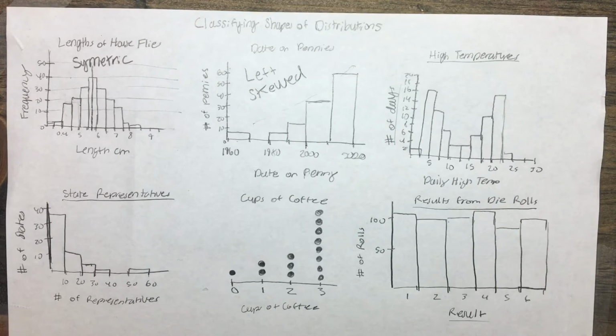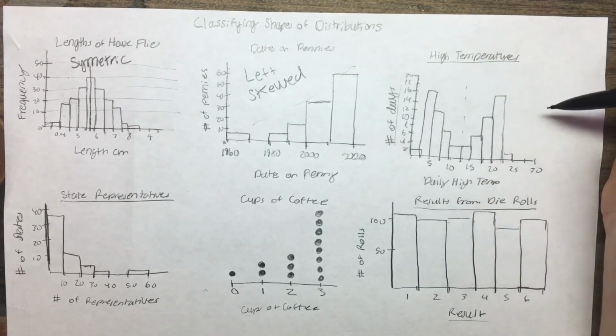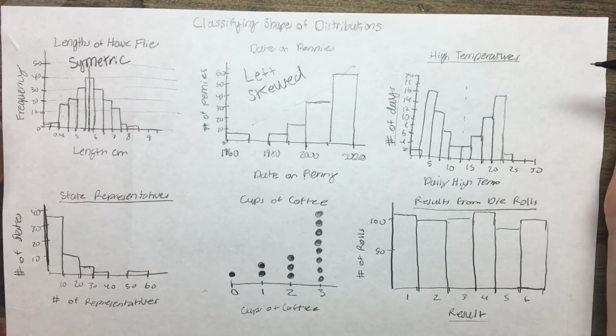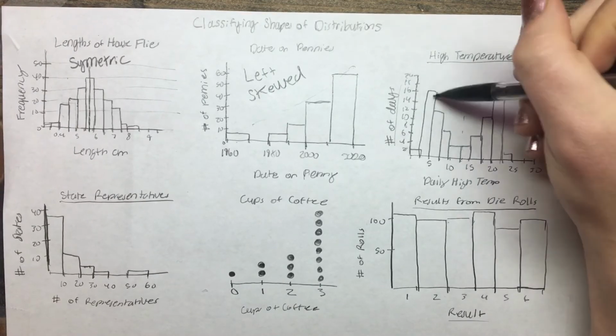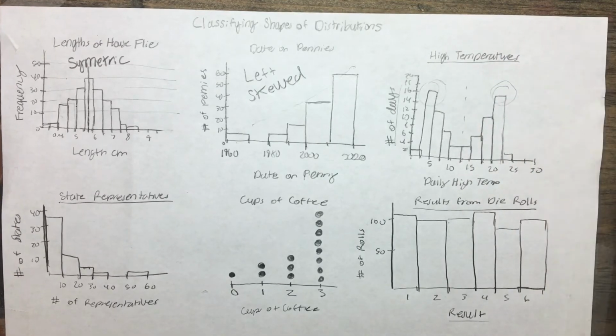Okay, our next one is another bar graph, and it is symmetrical. As you can see, the line of symmetry right here, if it's reflected, it would be pretty similar, so it is roughly symmetric. However, what we're looking for is that there are two peaks. Here's a peak right here, and there's another peak right here, so this graph would be bimodal.